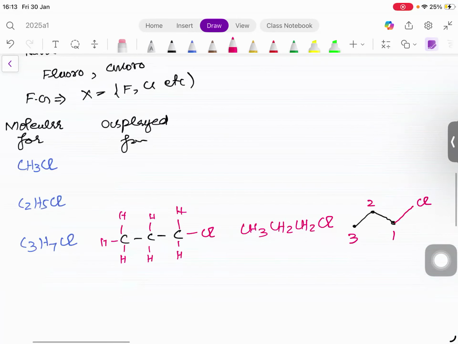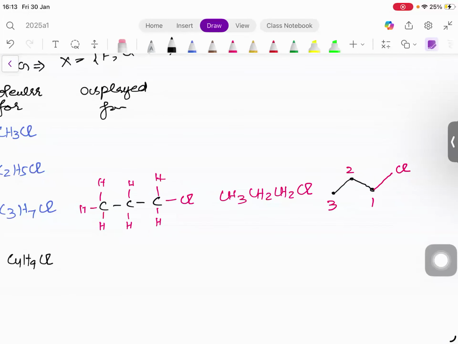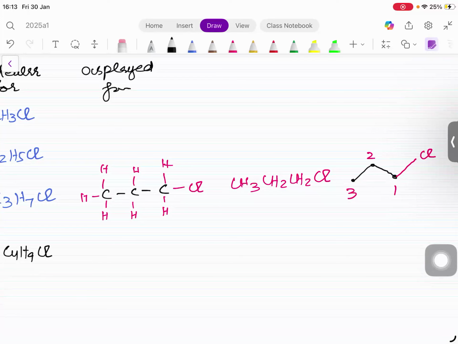Now I would like you to draw C4H9Cl. Yes, you can put it in between the carbon chain. I'll show you in a while.